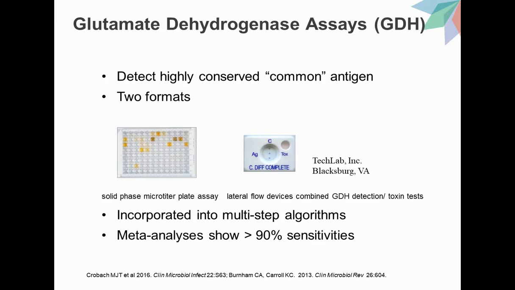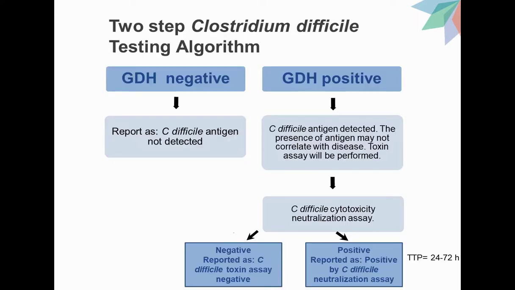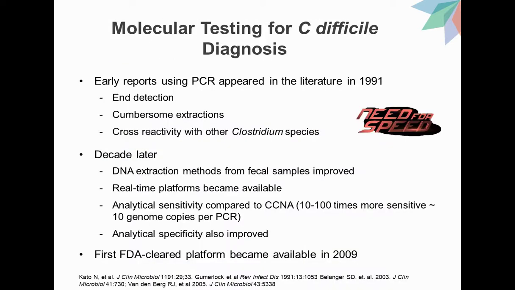So GDH was incorporated into multi-step algorithms, and meta-analyses showed a greater than 90% sensitivity for the GDH components of these tests. So we implemented a two-step algorithm at Johns Hopkins that you see here. If the sample was GDH positive, then we confirmed that it was a toxin producer using the C. difficile cytotoxicity neutralization assay. But the problem with that was that the time to a positive result could require up to 72 hours, and so this really wasn't a good solution. Of course, now with the lateral flow assays, the time to positivity is much quicker.